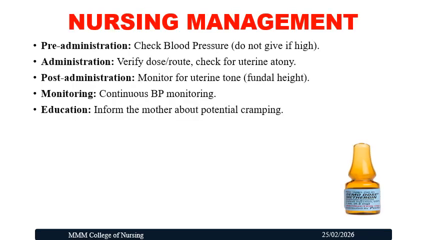Nursing management. Pre-administration, the nurse should always check the blood pressure. Do not give if the blood pressure is too high. Verify the dose, route and check for uterine atonicity. Then after administration, monitor uterine tonicity by checking the fundal height. Continuous BP has to be monitored. Then health educate the mother regarding the cramping.